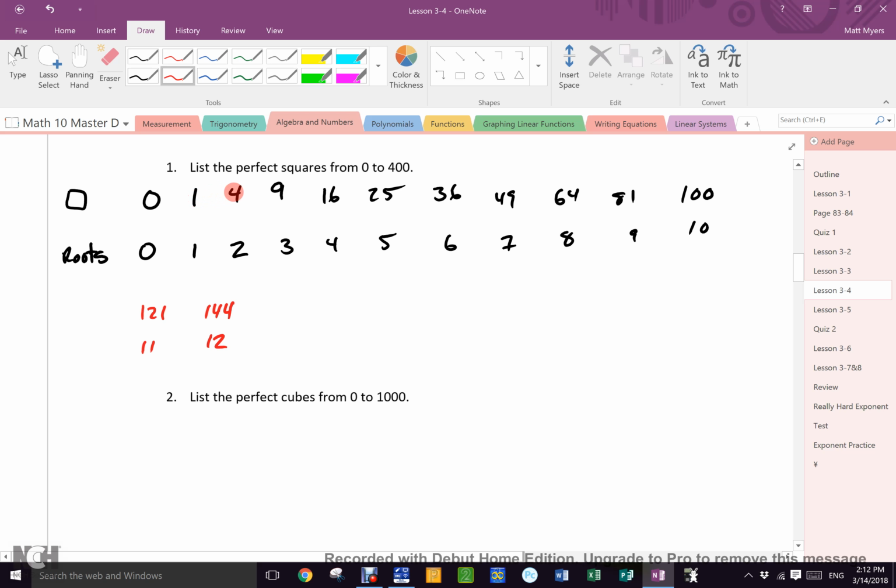0, 1. How far from 1 to 4? 3. How far from 4 to 9? 5. How far from 9 to 16? 7. How far there? 9. 11. 13. 15. 17. 19. 21. 23. What's next? 25. So 169 is 13. 27. 196 is 14. 29. 225 is 15. 31. 256 is 16. 33, 289 is 17. 35, 324 is 18. 37, 361 is 19. And 39, 400 is 20.